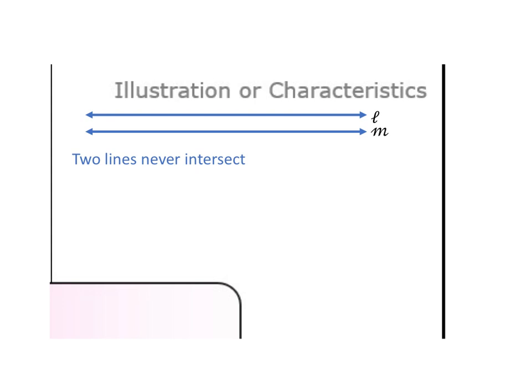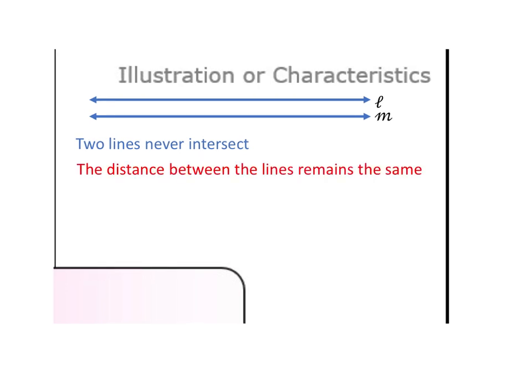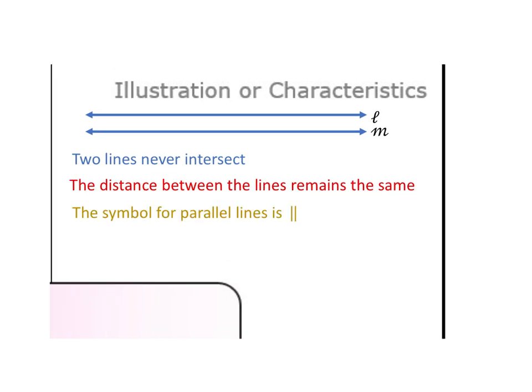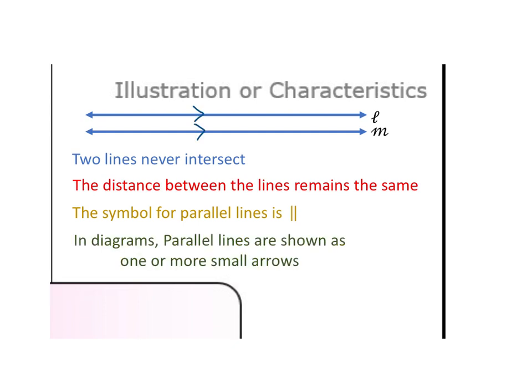Two lines that are parallel will never intersect. The distance between two parallel lines will remain the same. This is the symbol for parallel lines. In diagrams, parallel lines are shown as one or more small arrows. Two parallel lines will share no common points.